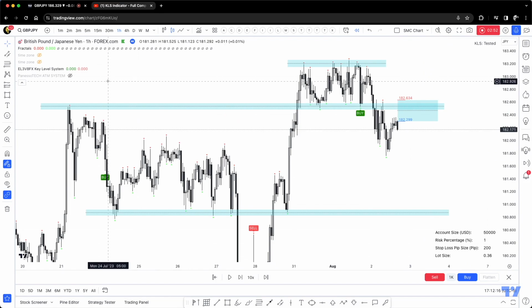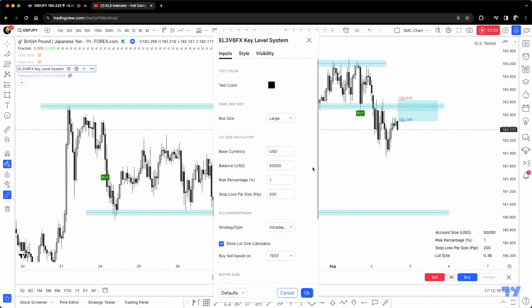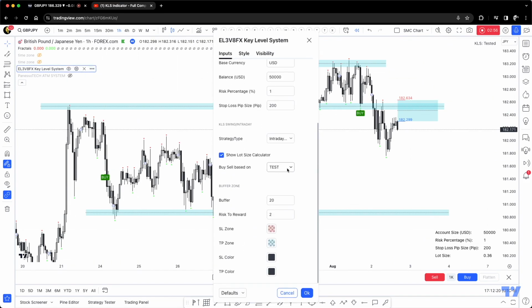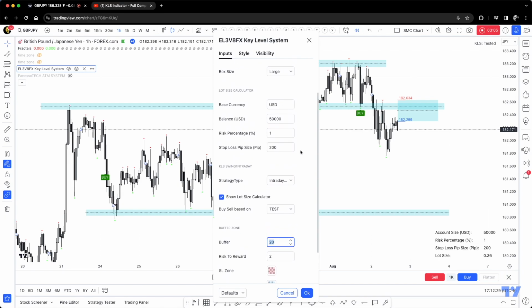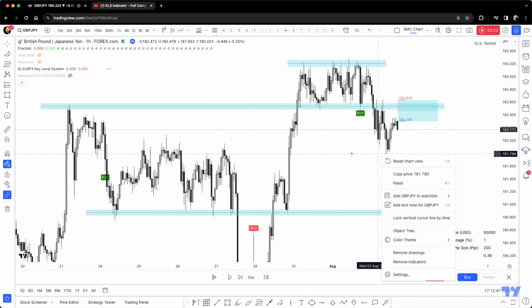Now at this point, what are the settings? Right here, I am on test, and the buffer, I am 20 pips above the buffer. Risk to reward is 1 to 2, and I am on GBP JPY. Currently this is basically what I'm doing at the moment, so you guys can see what the lot size is going to be. I'm risking 1% per trade. And right here, I'm just going to leave it at 20.